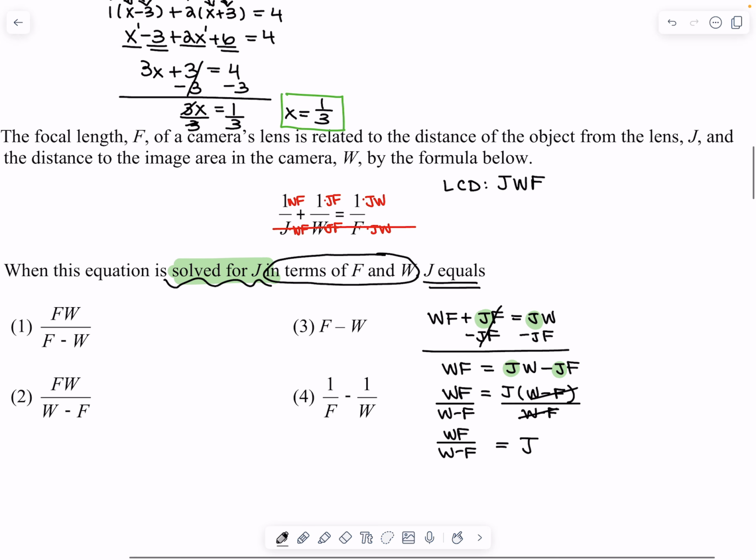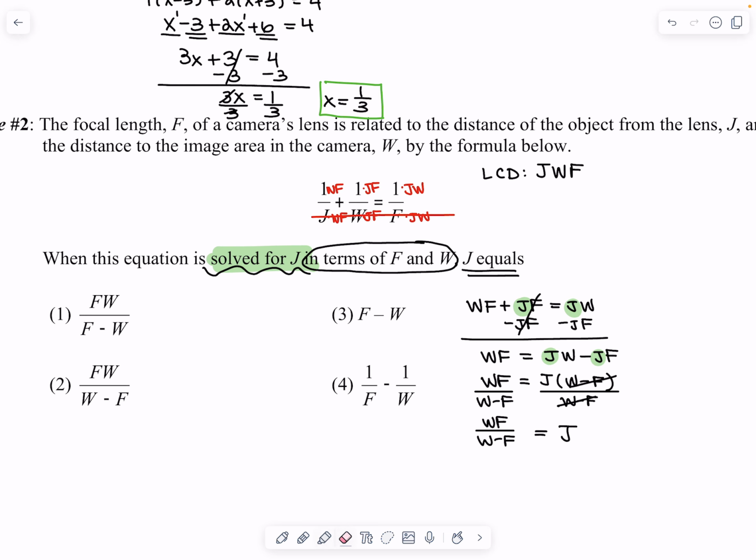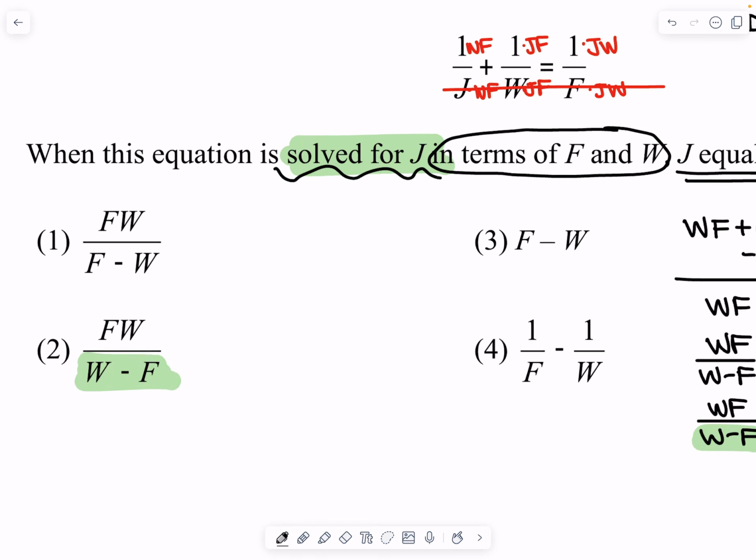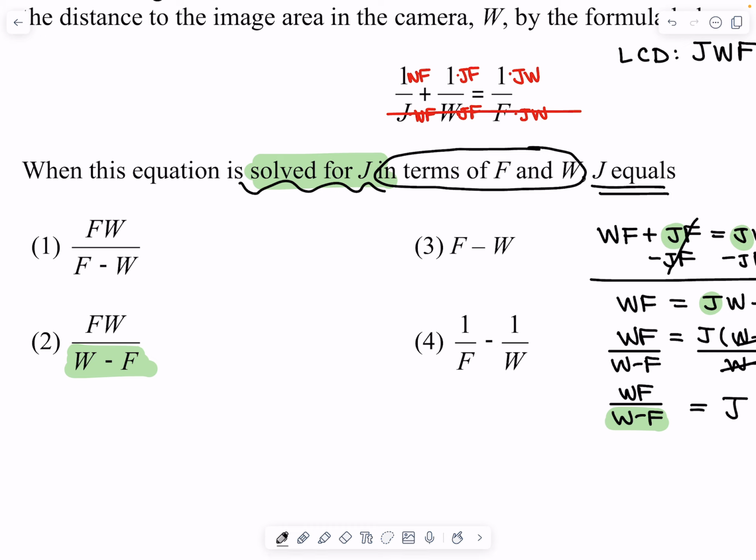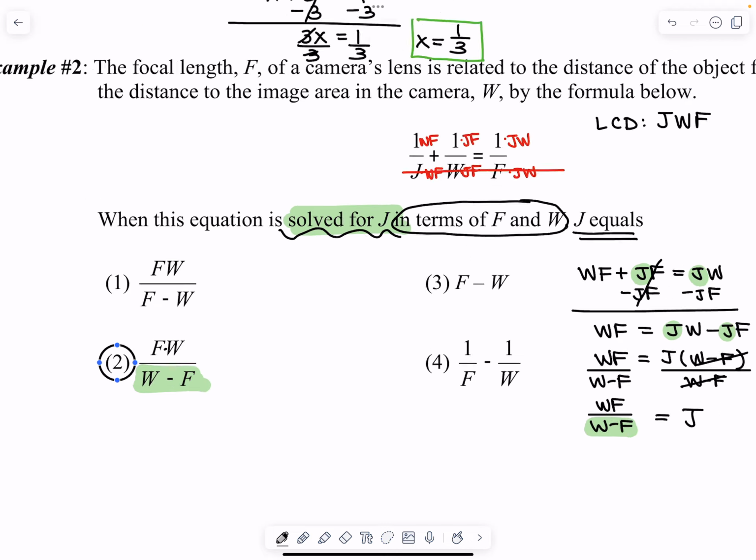Let's look at our choices. I see the W minus F in choice 2. And if you look at the numerator, they wrote F times W, but with multiplication, you can always change the order. So WF and FW are the same thing. So choice 2 would be our final answer.